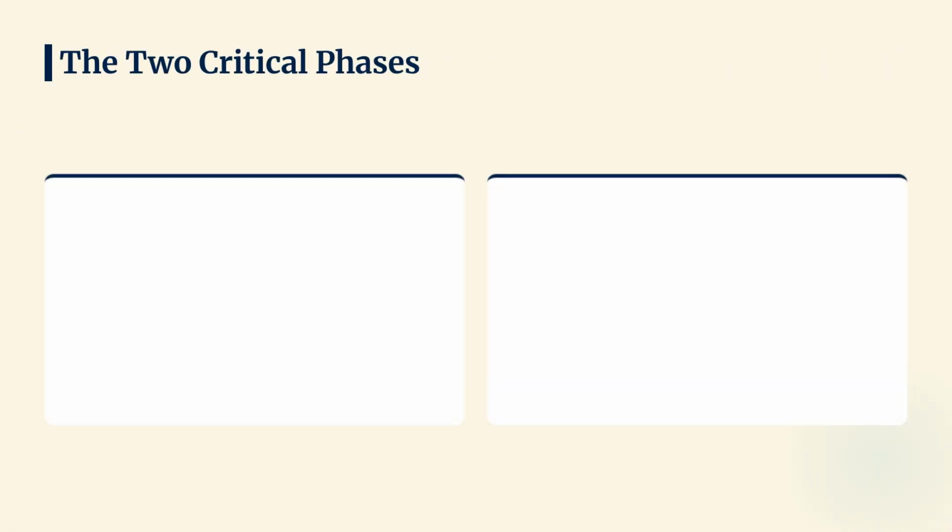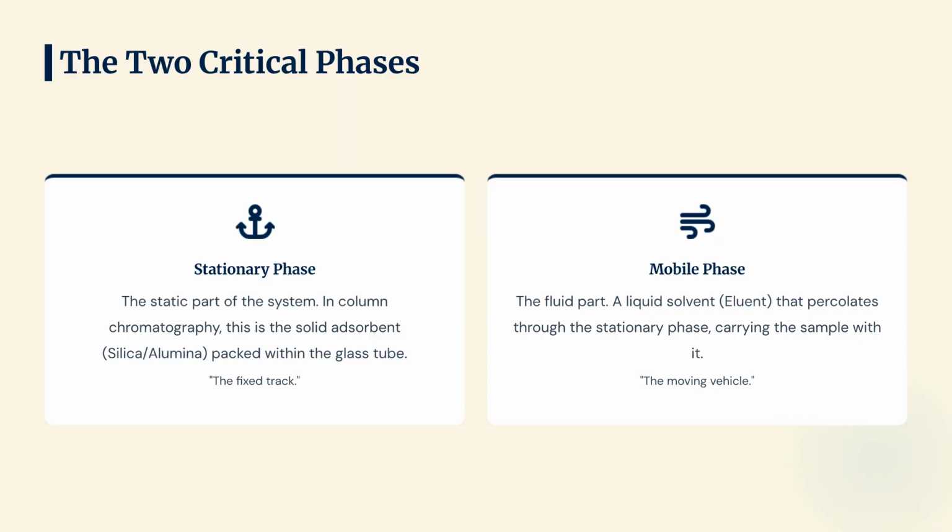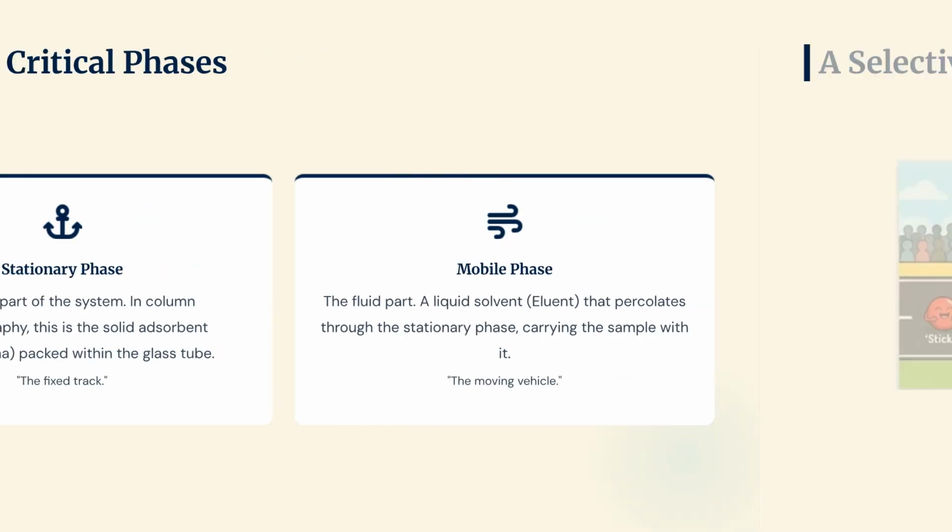Now let us look at two important phases in column chromatography. The stationary phase, which is a solid adsorbent and is static. The mobile phase is the liquid solvent or eluent, which moves through the column carrying the sample mixture with it.